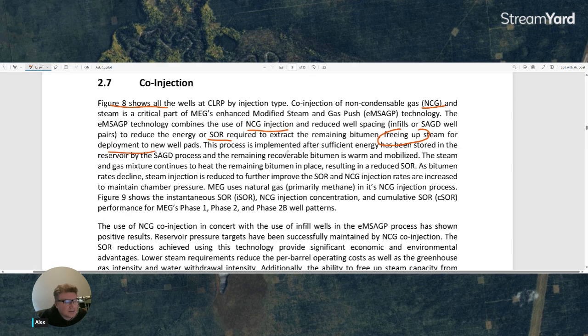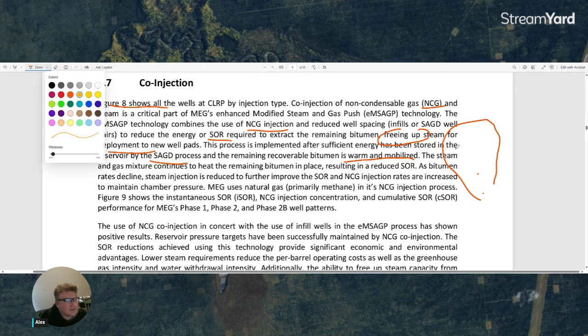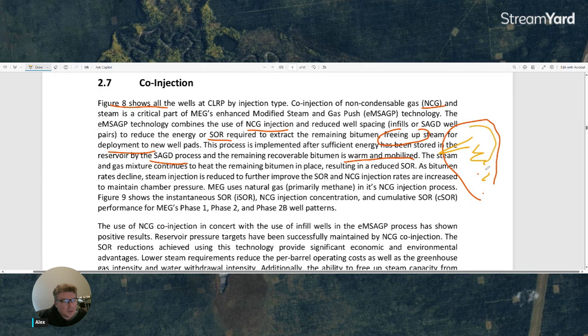This process is implemented after sufficient energy has been stored in reservoirs by the SAGD process and remaining recoverable bitumen is warm and mobilized, right? So they're basically saying, okay, I have the steam chamber right here, and I inject a sufficient amount of steam in the reservoir here that all of that oil could be mobilized, and now I just pressurize with NCG. I take the steam that I used to inject and reallocate it to a new pad.